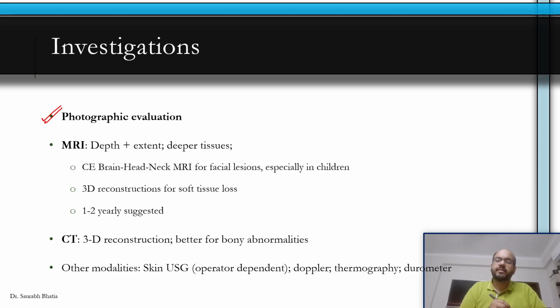You can do imaging studies if the area that you practice allows, or it is not difficult to get imaging of morphea done. If it looks viable, then get MRI and CT scan, especially if the head and neck area is involved. MRI shows you the depth and extent of deeper tissue involvement, the horizontal spread as well as the vertical spread. You do a contrast enhanced brain and head and neck MRI in case of facial lesions, so you can know at what depth the area is involved, especially in children, because that becomes the investigation of choice, especially in case of linear morphea.